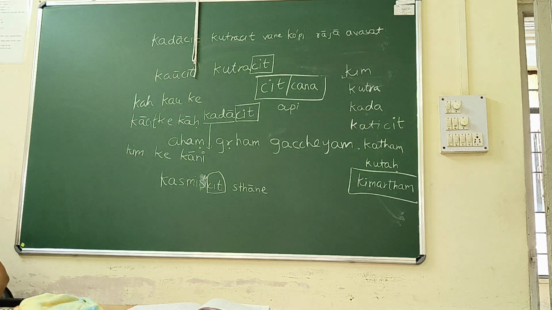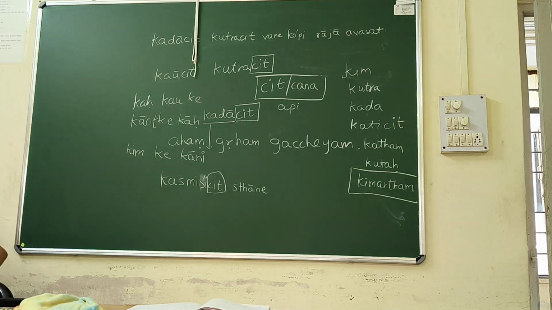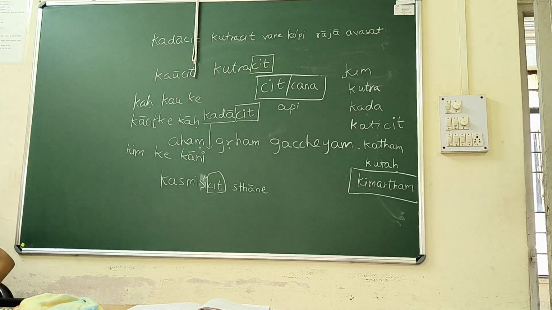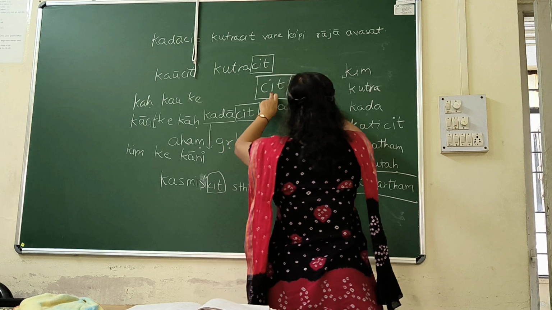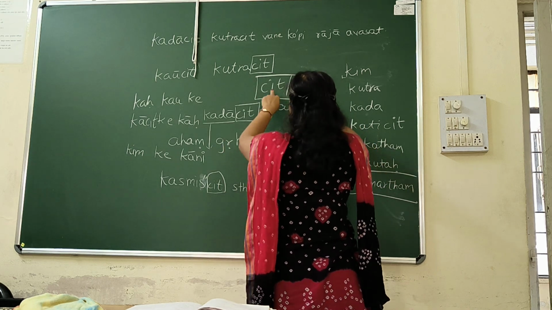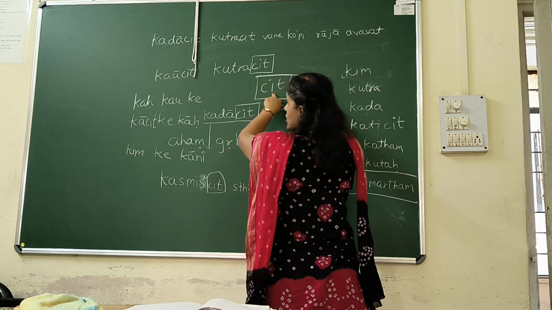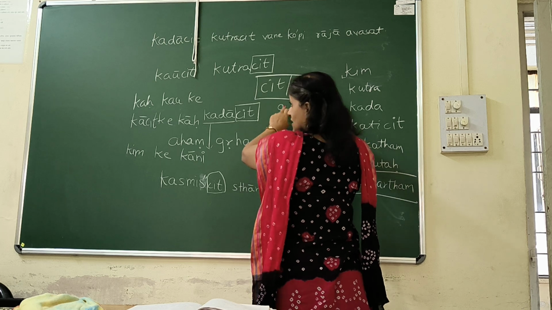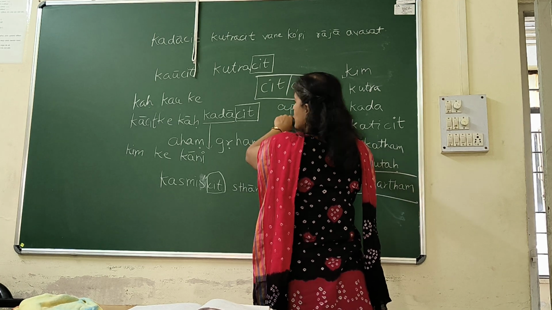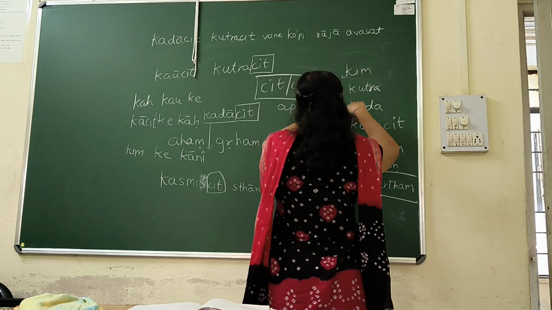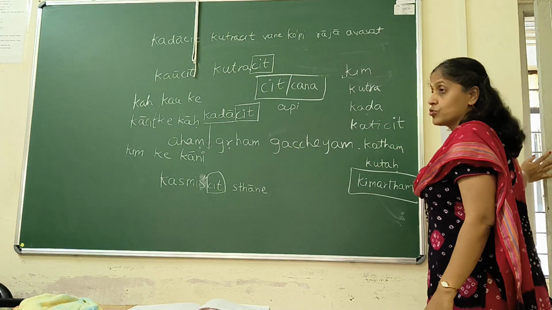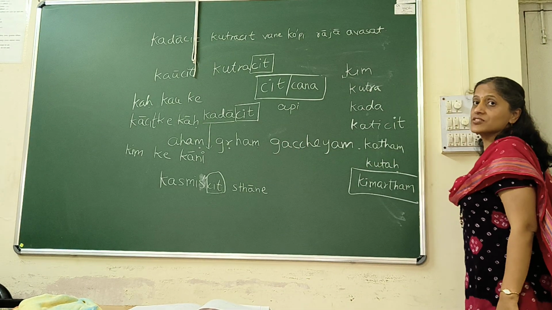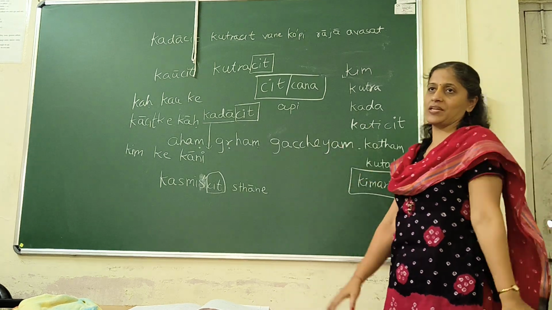Finished writing? Yes, ma'am. Should we quickly discuss whatever was done in that 5 minutes? What I was trying to tell you is that by adding chit, chana and api, actually chit and chana are suffixes and api itself is indeclinable, which can be added to the forms of kim and to these questions to get indefinite meaning. So today we are learning the words which give us indefinite meaning.